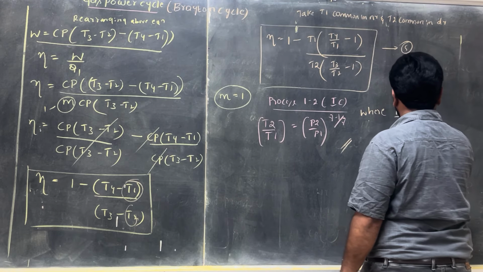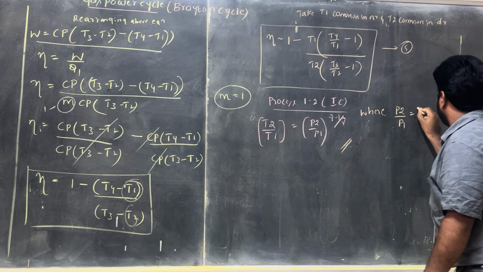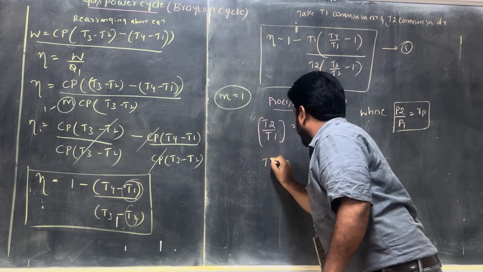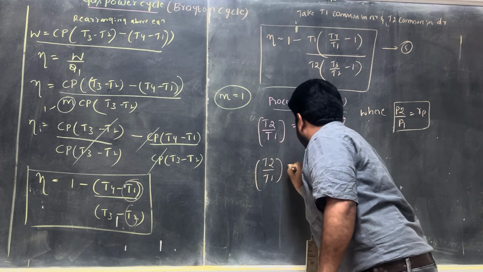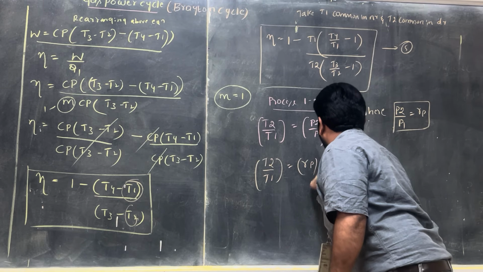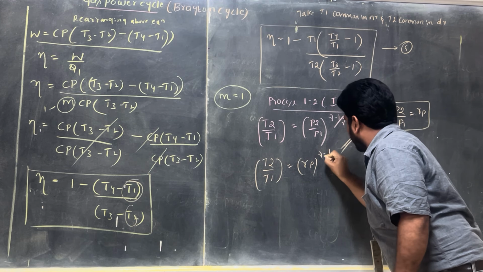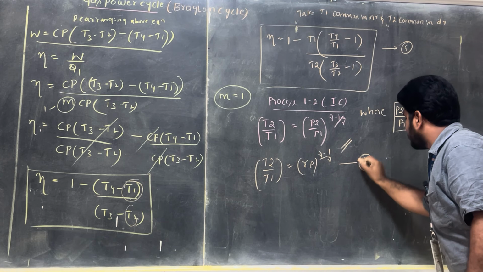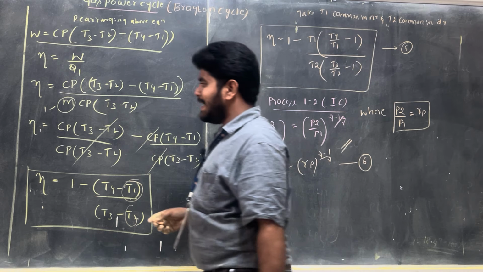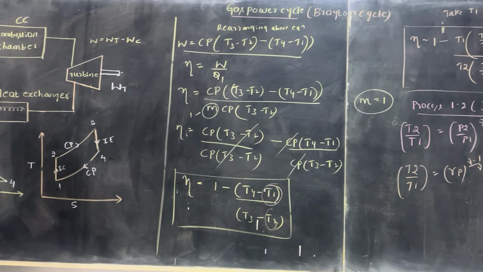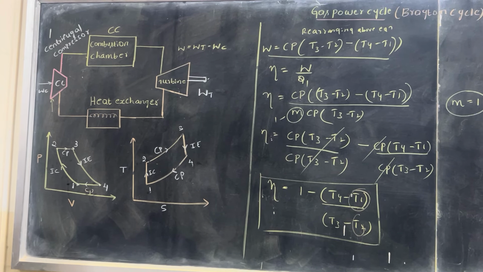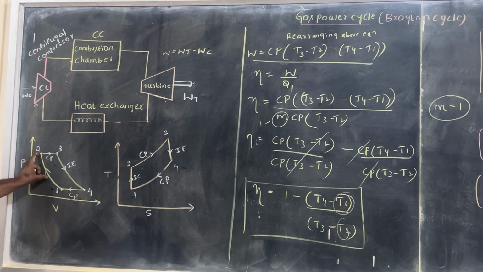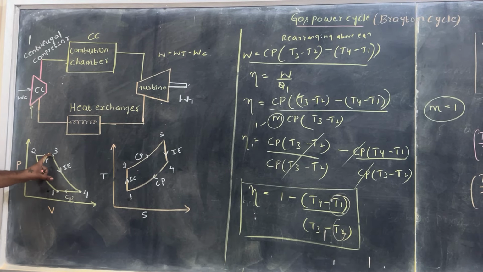Here P2 by P1 is taken as the pressure ratio RP. So T2 by T1 is equal to RP to the power of gamma minus 1 by gamma. I will take this as equation number 6. Similarly, I have considered process 1 to 2 as isentropic compression, and now I should take the isentropic expansion.